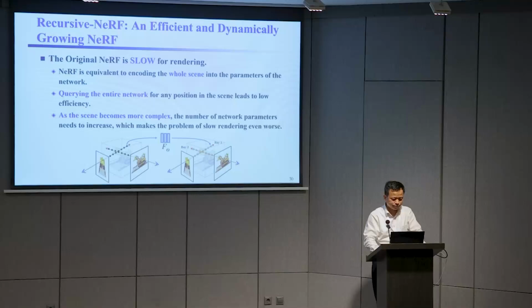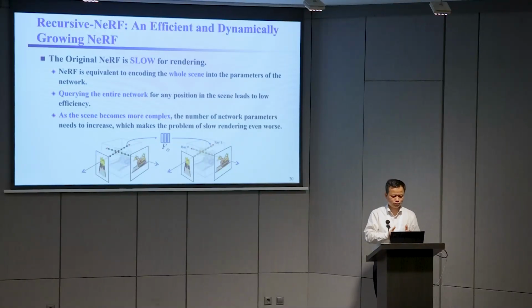3D effects. Then one of my PhD students published a paper in this direction. We call it Recursive NeRF. Because the original NeRF is very slow for rendering, NeRF is equivalent to encoding the whole scene into the parameters of a neural network, and querying the entire network for any position in the scene leads to low efficiency. As the scene becomes more complex, the number of neural network parameters needed increases, which makes the problem of slow rendering even worse.